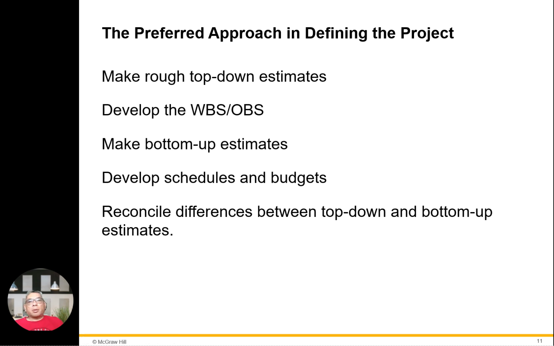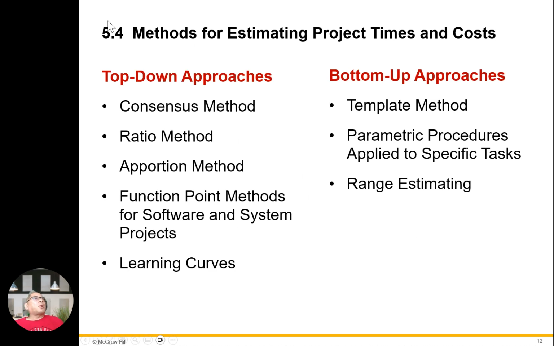and bottom-up estimates. The top-down approach in 5.4 for estimating project time and cost includes the consensus method, ratio method, apportion method, function point methods for software and system projects, and learning curves as well. For the bottom-up approach, we have the template method, parametric procedure applied to specific tasks, and range estimation.